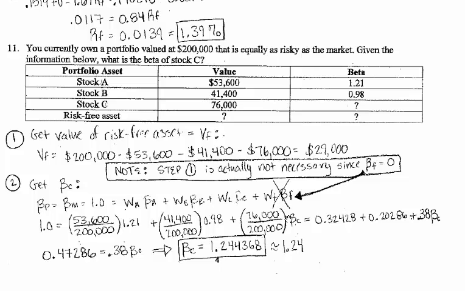I'm going to multiply those times their betas, except if you notice, I've got an unknown variable here, beta C. So what I'm going to end up with is 1 equals 0.32428 plus 0.20286 plus 0.38 beta of C. Okay. Now if I subtract off the other numbers, I'm left with 0.47286 equals 0.38 beta C. If I divide both sides by 0.38, I get a beta of C equal to 1.24.